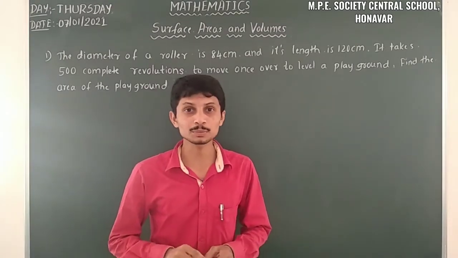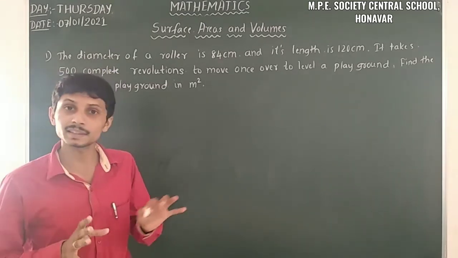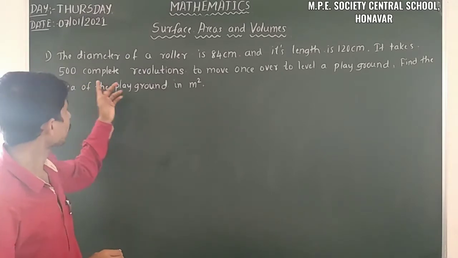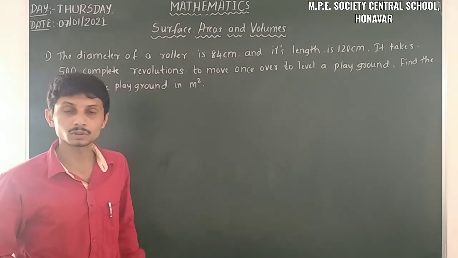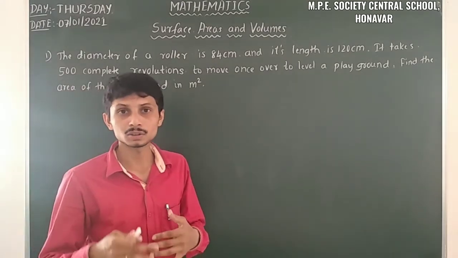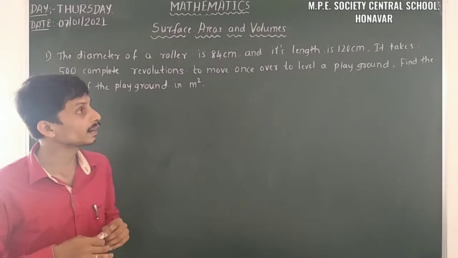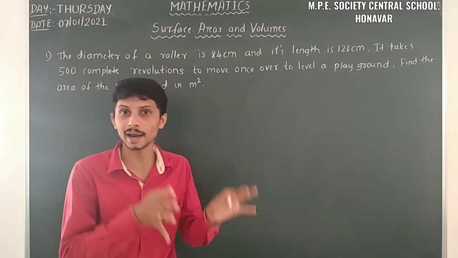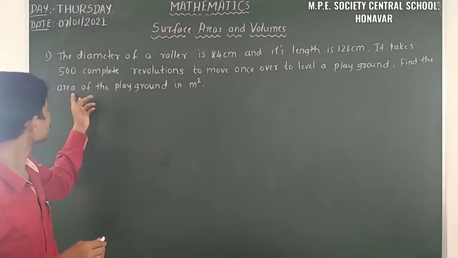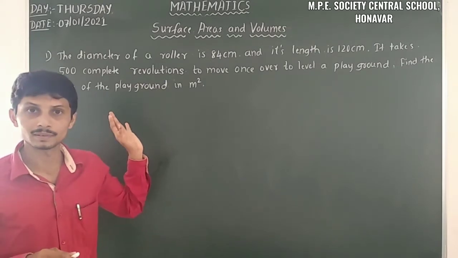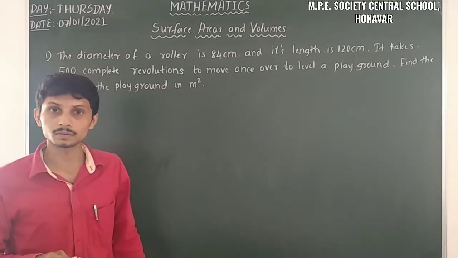Yes, so let us move on to the first problem here. Just observe. The diameter of a roller is 84 centimeter and its length is 120 centimeter. It takes 500 complete revolutions to move over a level playground. So here we have a playground and a roller. The length of the roller is nothing but the height, given as 120 centimeter. Find the area of the playground in meter square. So we have to find out the area of the playground.